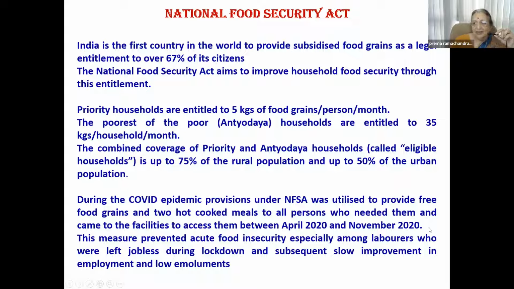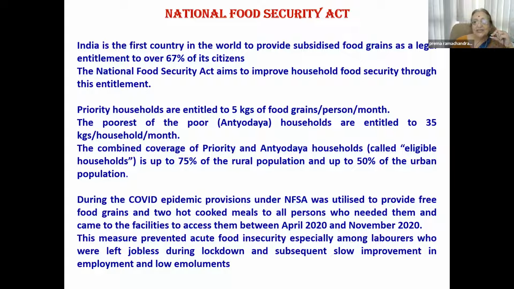Do we have an example of how this really saved so many millions from acute food deprivation? Yes, the COVID epidemic. We had a lockdown. All of you had seen. Lockdown resulted essentially in the entire urban areas shutting down all industries. Migrants in millions were trekking back home. There was no work available either in urban areas or in rural areas. And this situation continued for 3 solid months.